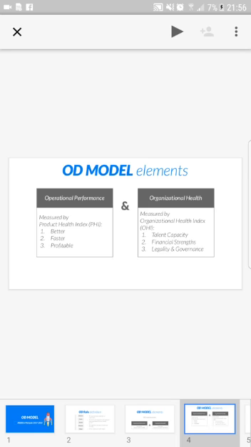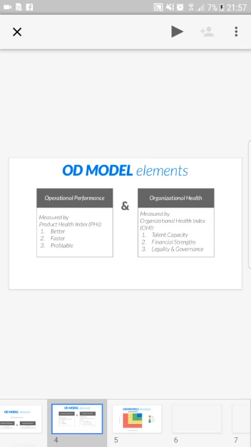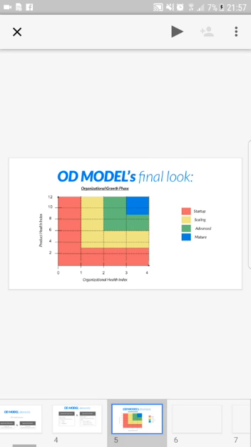In terms of organizational health, we have talent capacity, which includes member retention, PA scores, financial strength, which includes our LC reserves, legality and governance, and so on. So based on these criteria, each LC will be given a score, and ultimately the final product will look something like this.